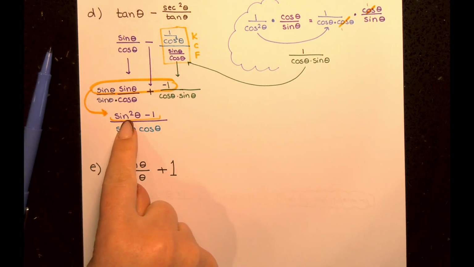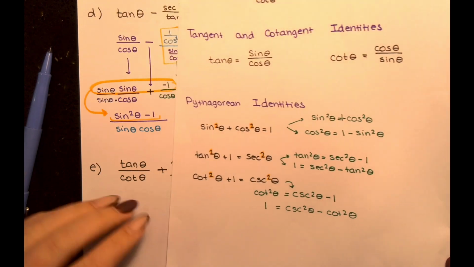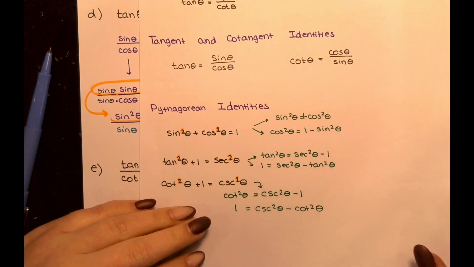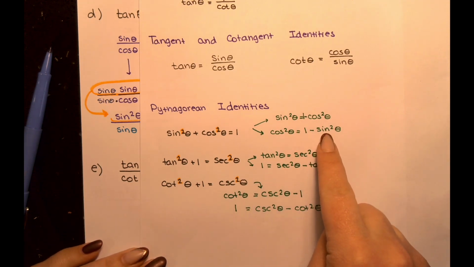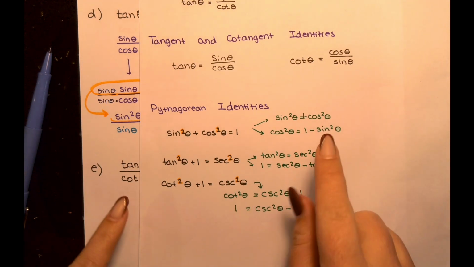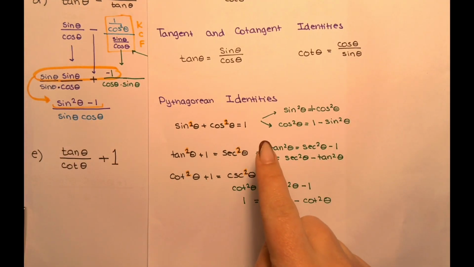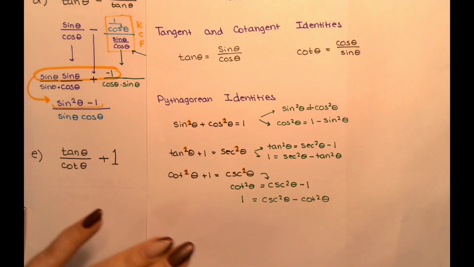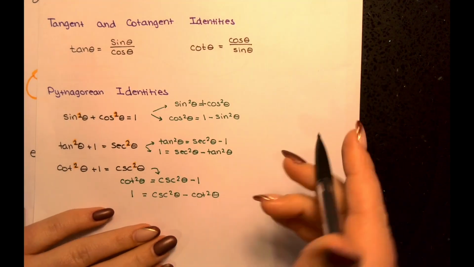Now I see a squared and I see a 1. That's a binomial. To me, that's screaming Pythagorean identity. So let's check. We have a sine squared of theta minus 1. I have a 1 minus sine squared of theta, but let's see if we can manipulate it into being something like this. So if I have sine squared of theta plus cosine squared of theta equals 1, let's rewrite this.